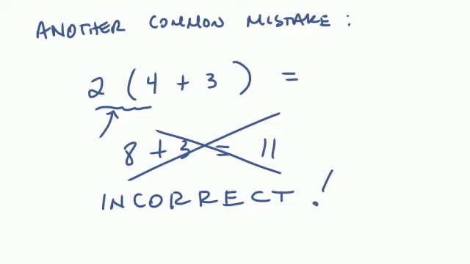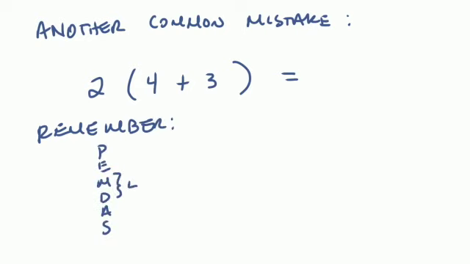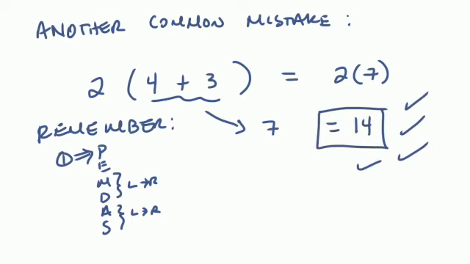So no, that's wrong. So remember, PEMDAS specifically asks you to begin with P, parentheses. So you solve anything that is inside of parentheses first. In this case, the 4 plus 3, which is equal to 7. So you end up with 2 times 7, which is 14. And that is the right answer.